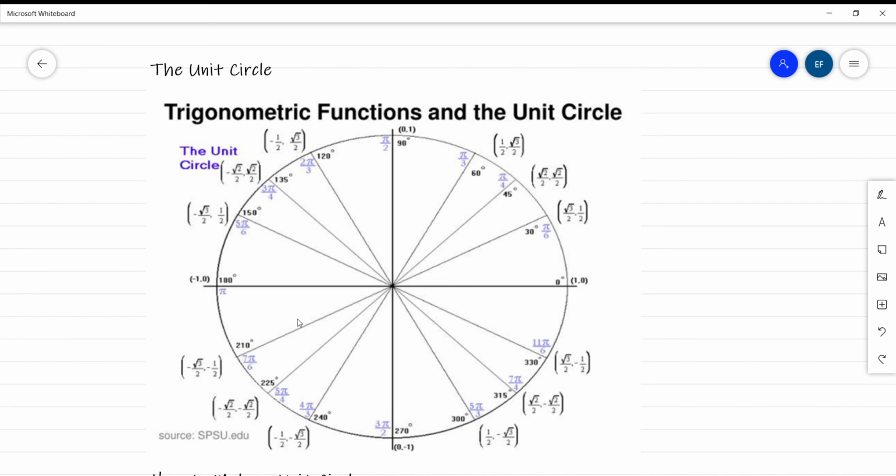Tangent will be negative when one is negative and the other is positive. So tangent is negative in this quadrant and in this quadrant.